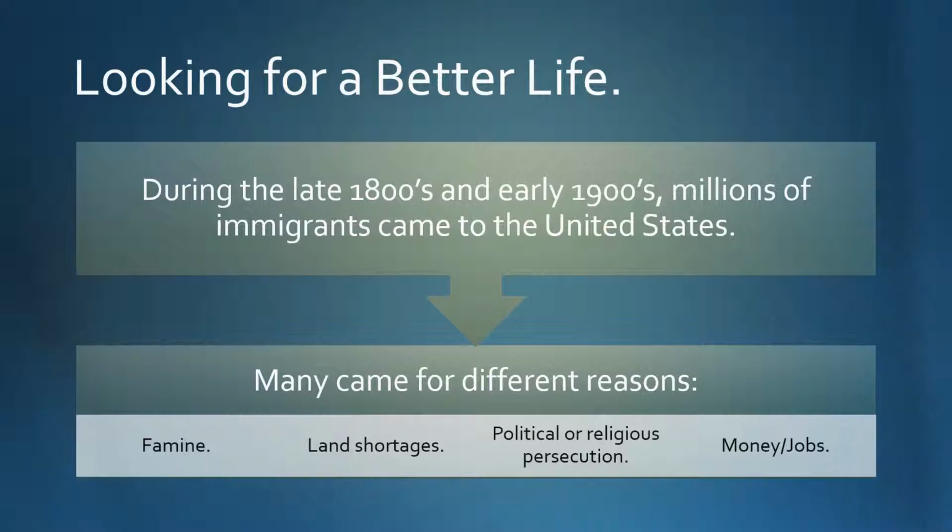So, looking for a better life. During the late 1800s and early 1900s, millions of immigrants are going to come to the United States. We'll take a look at where they specifically come from in a little bit, but they come for different reasons. Some of them, it's famine, such as hunger or needing food. Others, it's land shortages, not having enough land in their home countries to farm or work on, so they are coming to the United States to try and get some land.